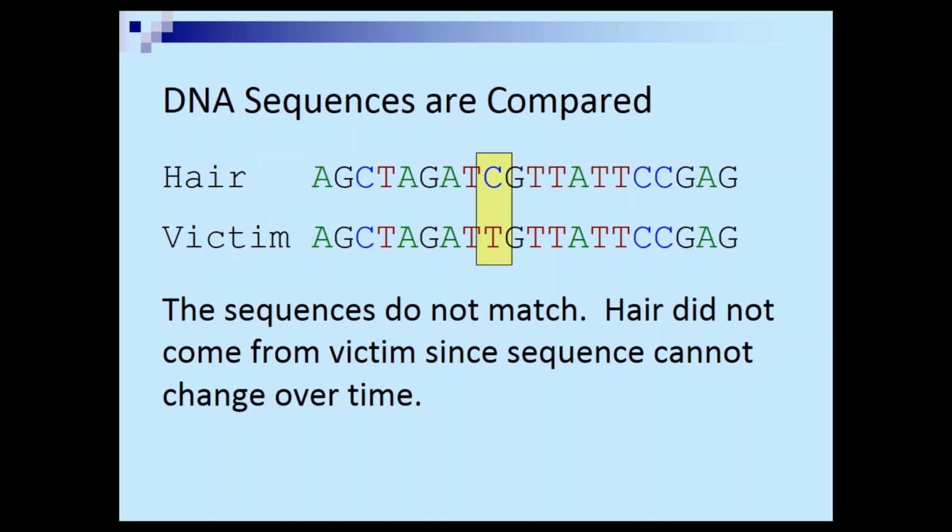What if it doesn't match? What if one letter is different? Here, if we have a difference, we need to ask ourselves, can that trait change over time? Can DNA change over time? Is it possible that the DNA in the hair from the victim has changed by the time we find the victim's body and analyze that? DNA does not change over time, right? So what is the conclusion here?